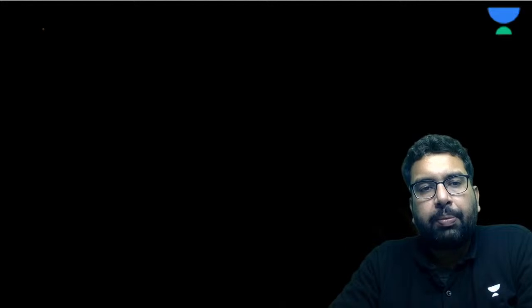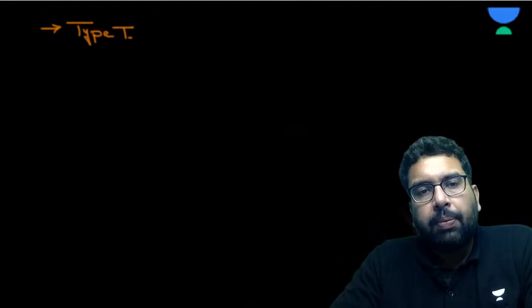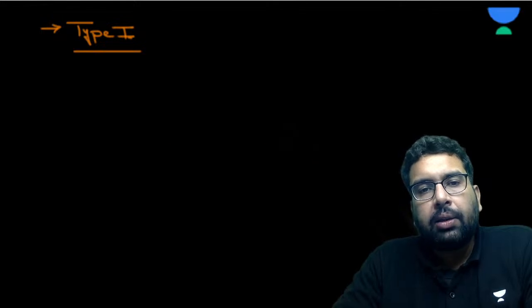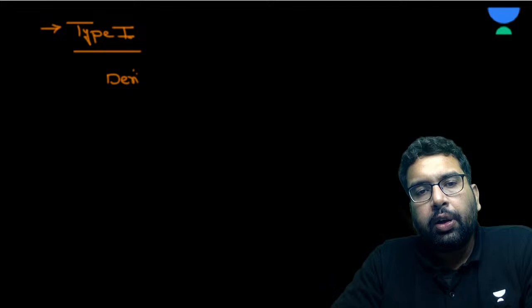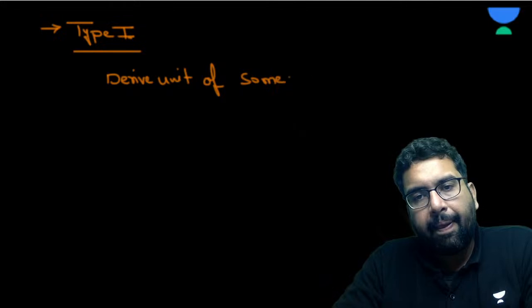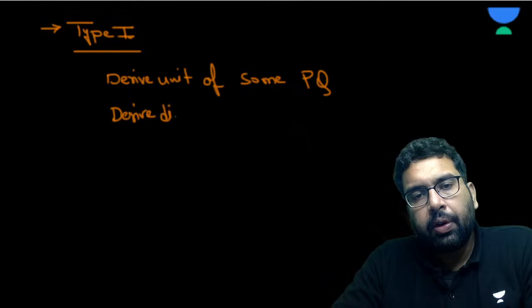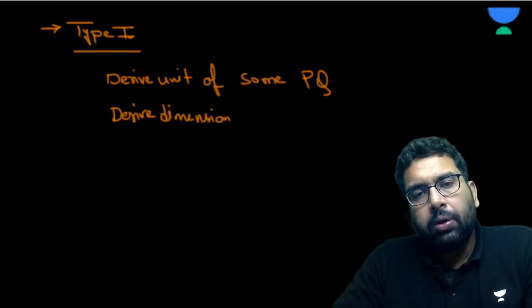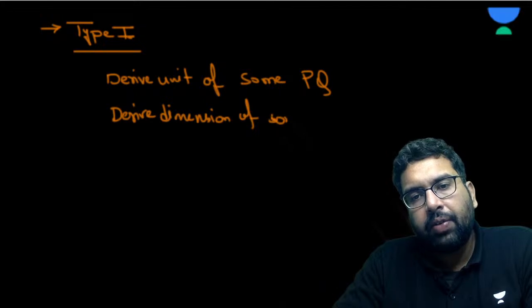Now what kind of questions do they ask you? I'll just tell you how they frame the question. Type 1: the first type of question that they may ask you is to derive the unit of some physical quantity, or they may ask you to derive or get the dimension of some physical quantity. It is very, very easy.